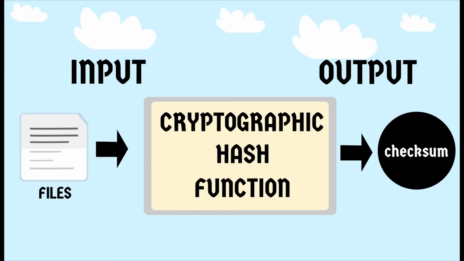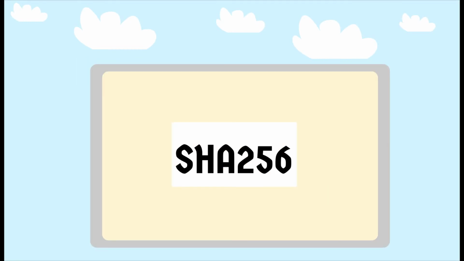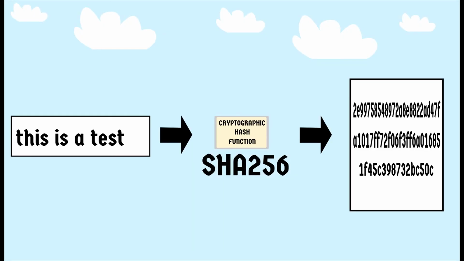Now the checksum produced is always the same for the same file, but even the slightest of change in the file can bring a massive change to the checksum. This property of cryptographic hash functions helps in checking the integrity of the file. Now let's take an example of the SHA-256 cryptographic hash function. In this example, the text is on the left hand side and the SHA-256 checksum is on the right hand side. Now let me change the text and add an exclamation mark at the end of the text.